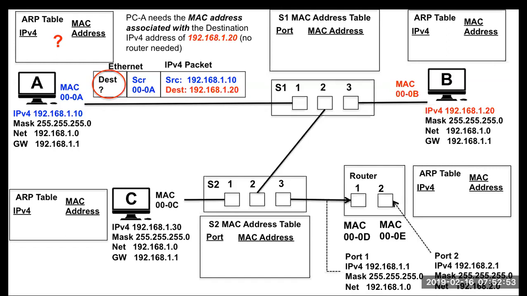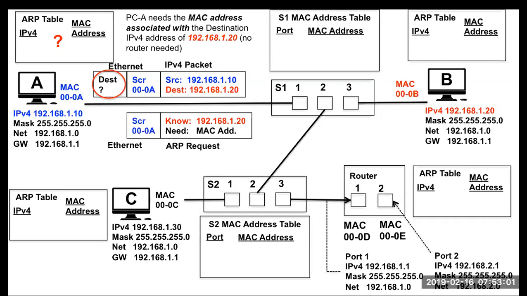In this case, it's not there. So it's going to put the packet on hold and send out what's known as an ARP request. Okay, in this ARP request, it says, let me back up here. It says, this is the address I know, 192.168.1.20. I need the MAC address associated with this IP address. So it's going to encapsulate it in an Ethernet frame with its own source MAC address, and it's going to use a broadcast as the destination MAC address.